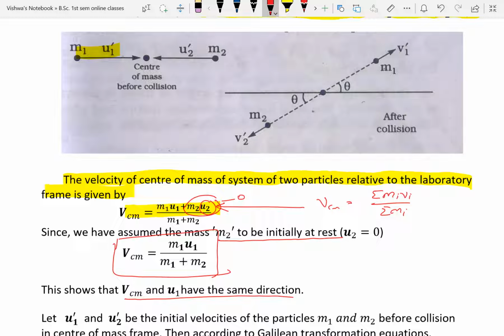So all this explanation is about the laboratory frame of reference. Initially we are considering the laboratory frame of reference. Now we are going to consider the center of mass frame of reference. After that we are going to compare both the laboratory frame and the center of mass frame by Galilean transformation equations.